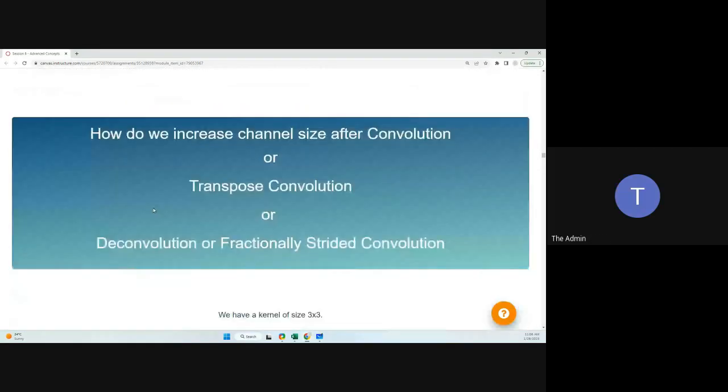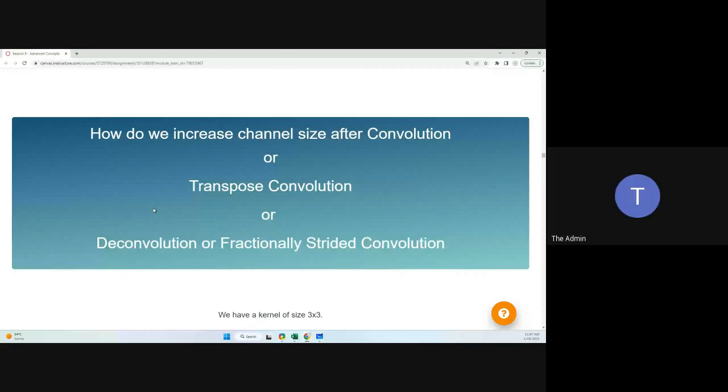Now the next question. We saw the other one. Now this is the reverse of that problem. How do we increase the channel size of the convolution? Right now, whenever we convolve, we always get a smaller size output, right? We also increase the number of channels.